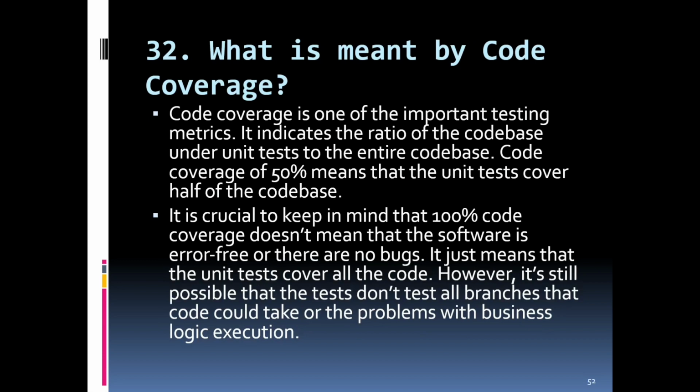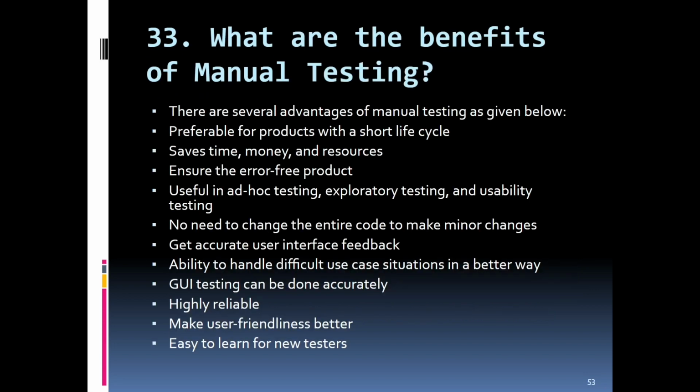So what do you mean by code coverage? Code coverage is one of the important testing metrics. It indicates the ratio of the code covered under unit test to the entire code base. Code coverage of 50% means that the unit tests cover half of the code base. It is crucial to keep in mind that 100% code coverage doesn't mean that the software is error free or that there are no bugs. It just means that the unit tests cover all the code. However, it's still possible that the tests don't test all branches that the code could have, or there is a problem with the business logic execution.